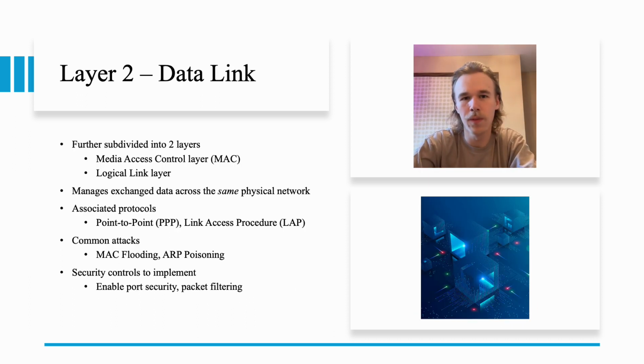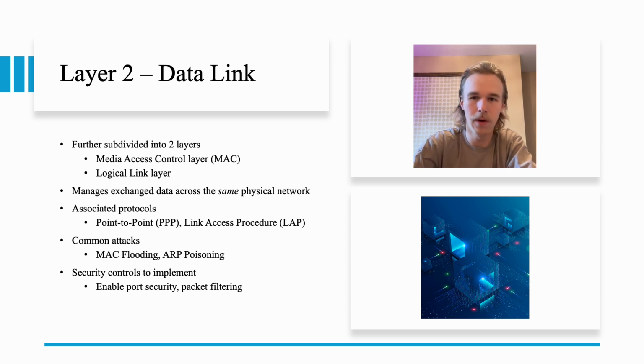Moving on to layer 2, we have the data link layer, which can be subdivided into 2 layers. First, we have the media access control layer, the MAC, which controls how devices in a network gain access to the specified medium and permits them to transmit data. The second sublayer is the logical link layer, which encapsulates network layer protocols and allows for error detection. As a whole, the data link layer manages data that is exchanged across the same physical network. This is before it gets transmitted out.